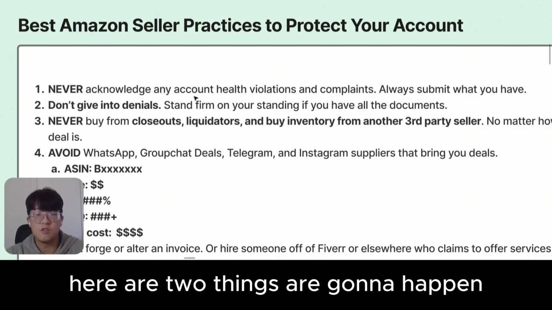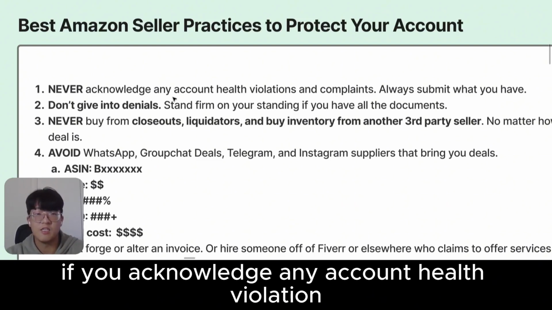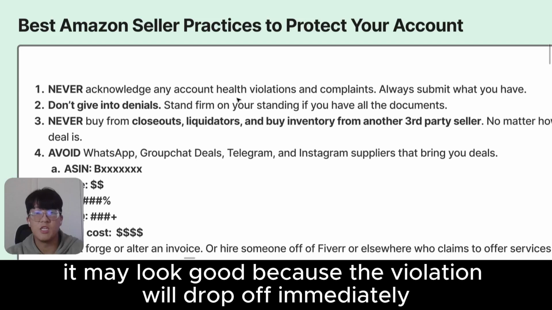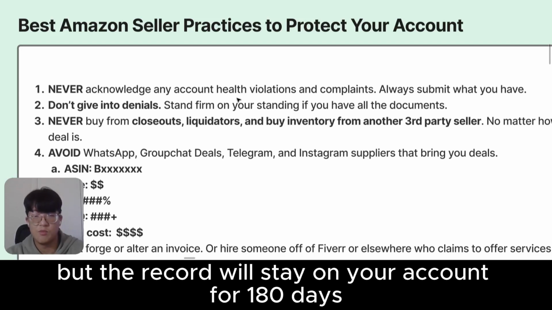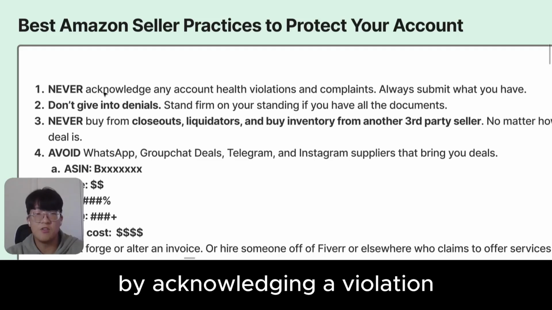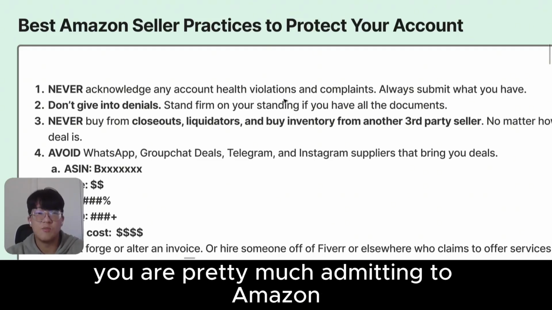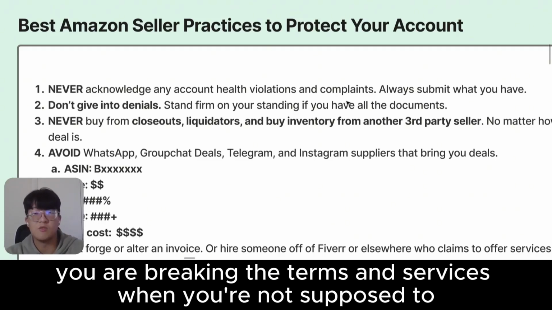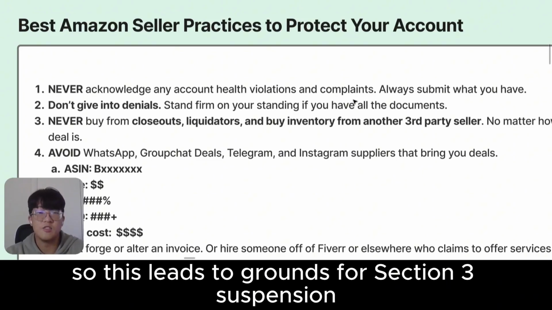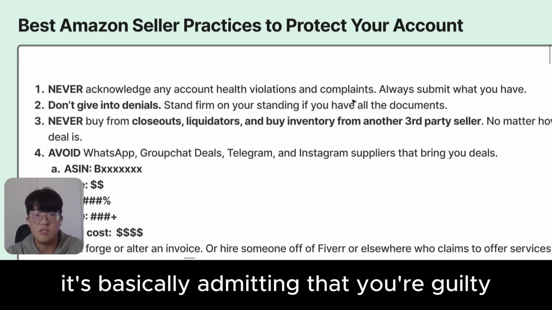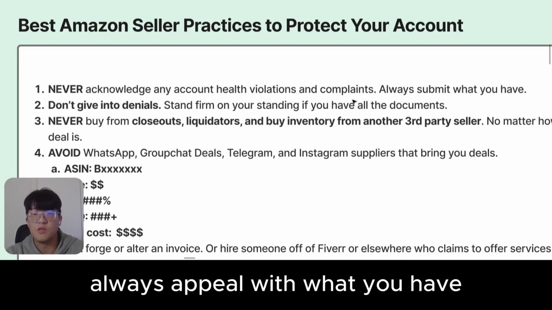Here are two things that are going to happen if you acknowledge any account health violation. It may look good because the violation will drop off immediately from your account health dashboard, but the record will stay on your account for 180 days. By acknowledging a violation, you are pretty much admitting to Amazon you are breaking the terms of service when you're not supposed to. So this leads to grounds for Section 3 suspension. It's basically admitting that you're guilty without even trying to appeal. Always appeal with what you have.